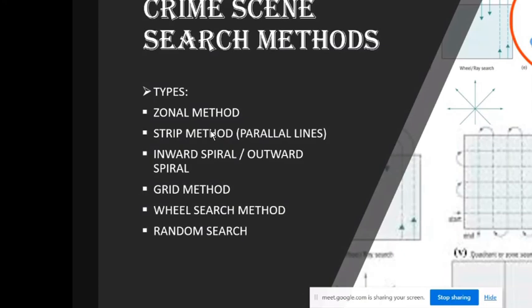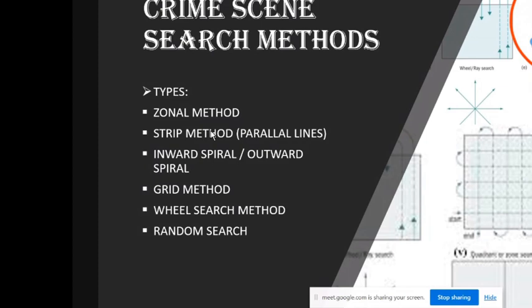Then we see the wheel search method. In the wheel search method, the pattern of a wheel is followed. Usually it starts from the center and 6 lines are drawn in a straight manner to the edge of the crime scene. Generally, the search starts from a critical point such as the body or the place where the exact crime has been committed, and travels outwards along the straight lines or rays. In this way we can do our primary search.